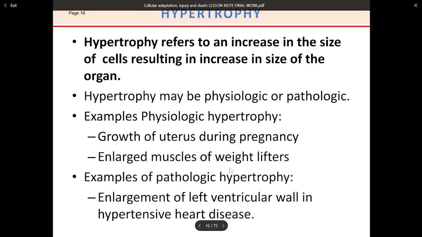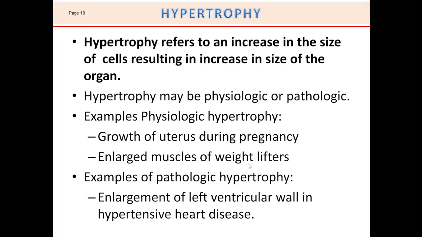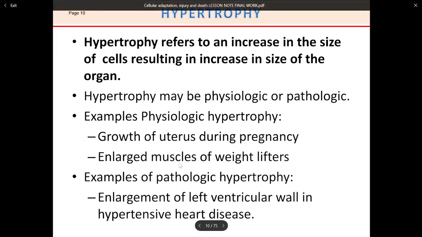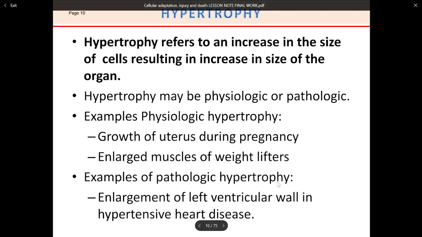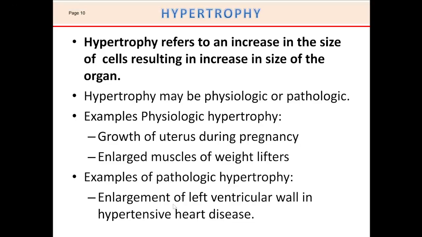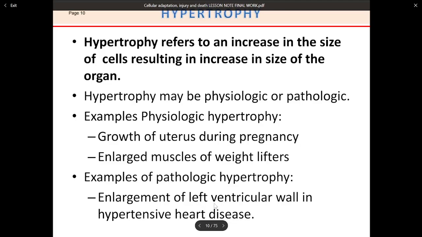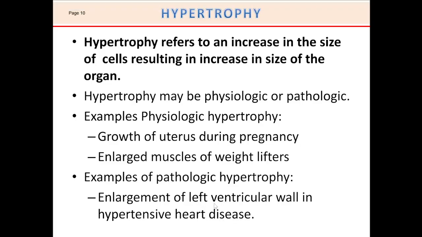Now, there's enlargement of muscle with lifters because of the continuous increase in the carrying of weight; the muscle fiber or the muscle cell increases in size. Examples of pathologic hypertrophy include enlargement of the left ventricular wall in hypertensive heart disease because of the increase in the pumping force of the heart. The heart is overworking. The left ventricular wall becomes enlarged, right?